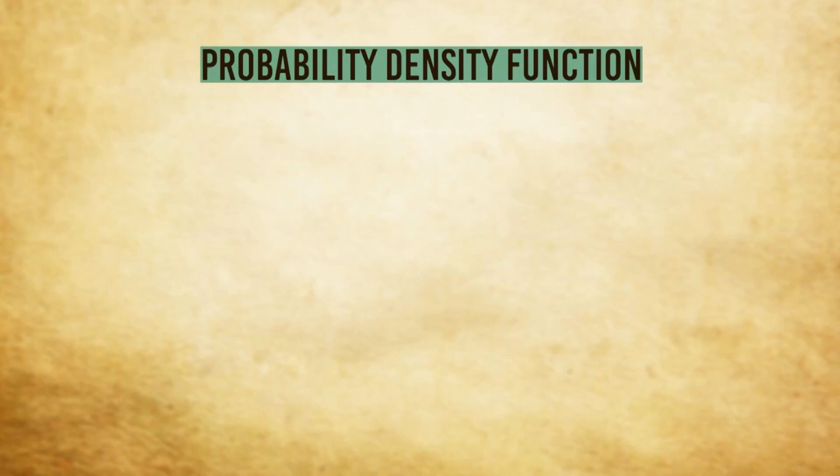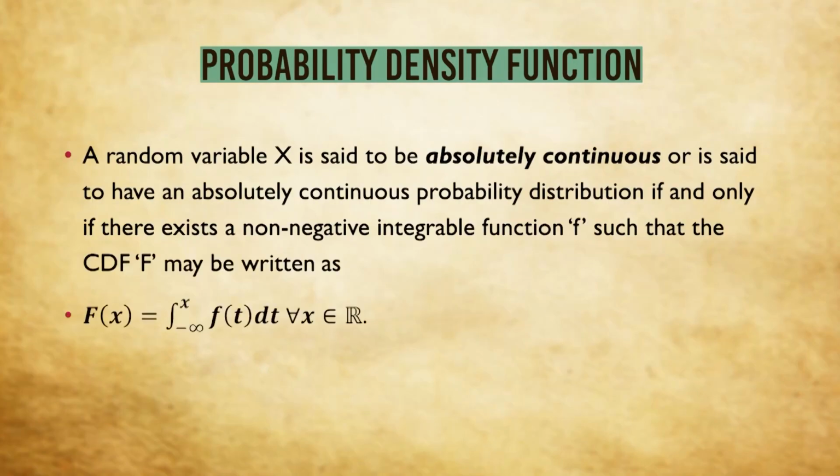Now we come to something called the probability density function. Suppose X is an absolutely continuous random variable. Then we can have a non-negative integrable function small f such that, as you can see on the slide, capital F(x) is the integration from minus infinity to x of small f(t) dt. This function small f is called the probability density function of the random variable X.